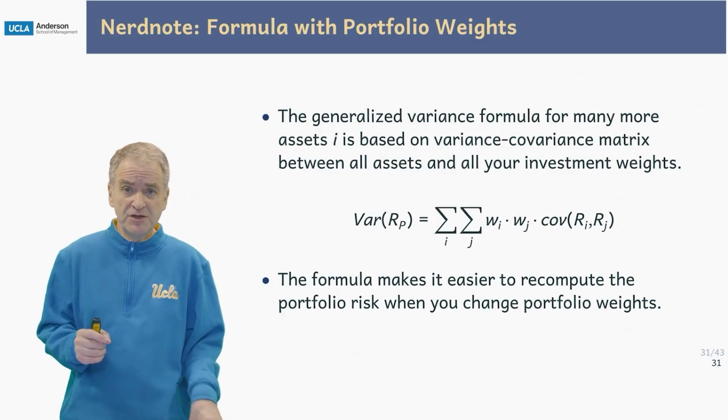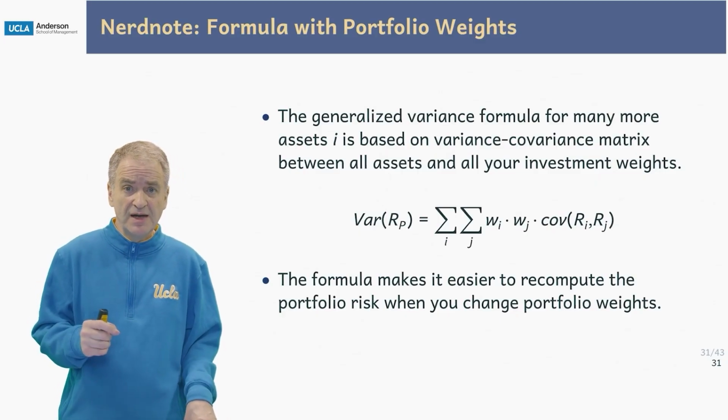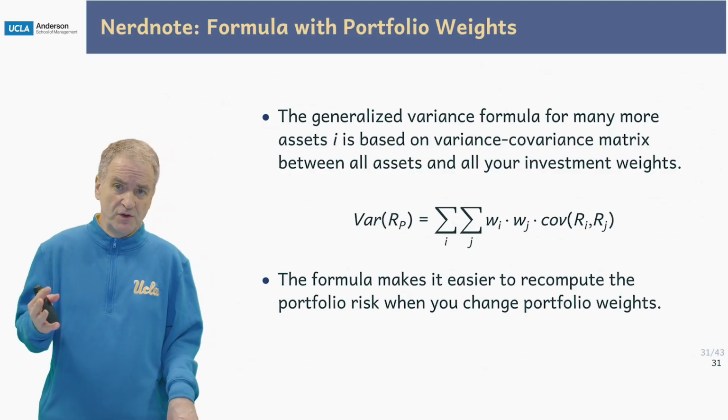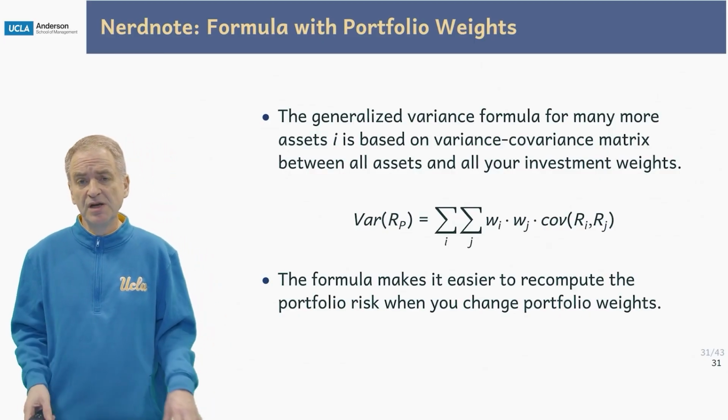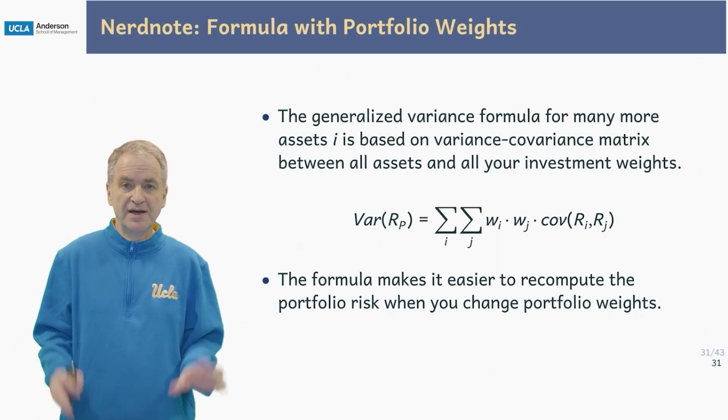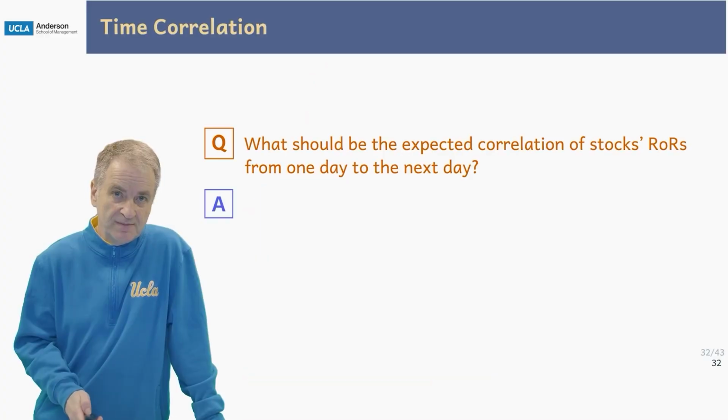It's a double summation sign with WIs, WJs all over. Sometimes it makes it easier to change portfolio weights. It's really important if you want to calculate the efficient frontier. Since we are not doing this in this class, I spare that for you. Now, I want to look at a context where all this gratuitous algebra is actually very useful.